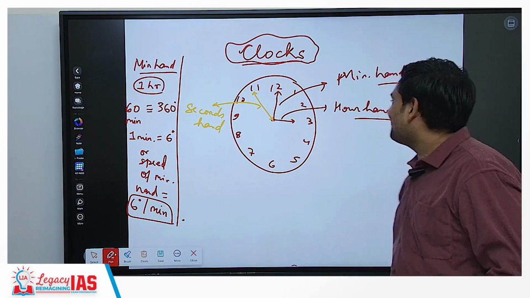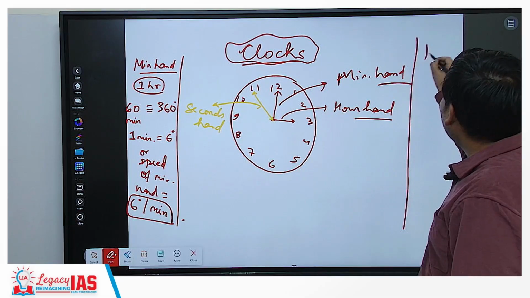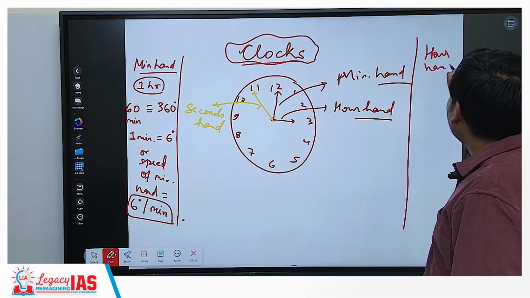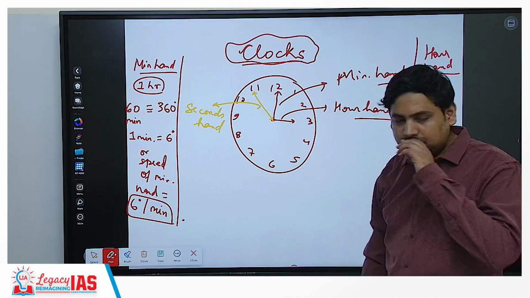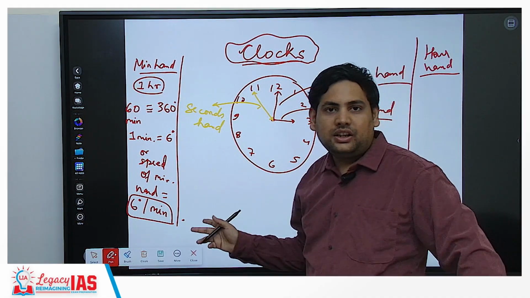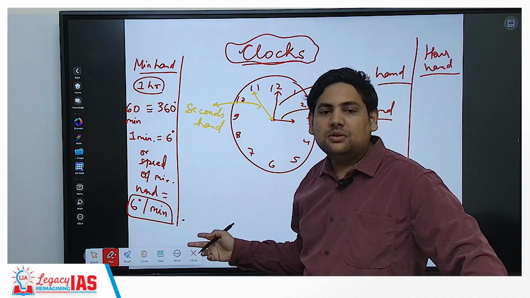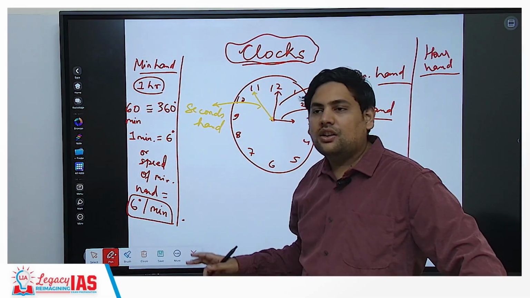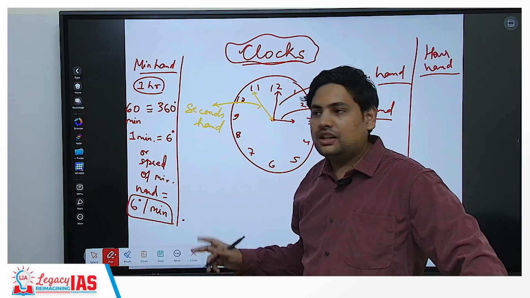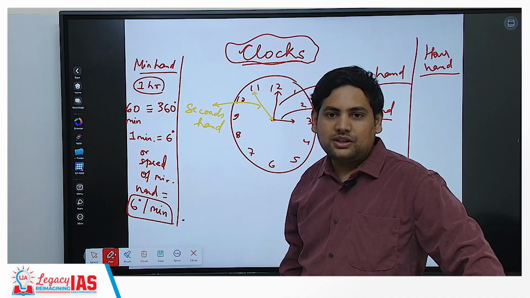Then, after this, you have the hour hand. Now, see, speeds are calculated or thought about in terms of how much it will cover in 1 minute, or 1 second, 1 hour, like this only you have to see.